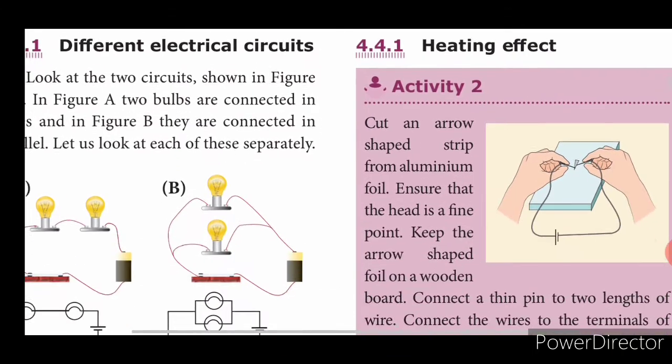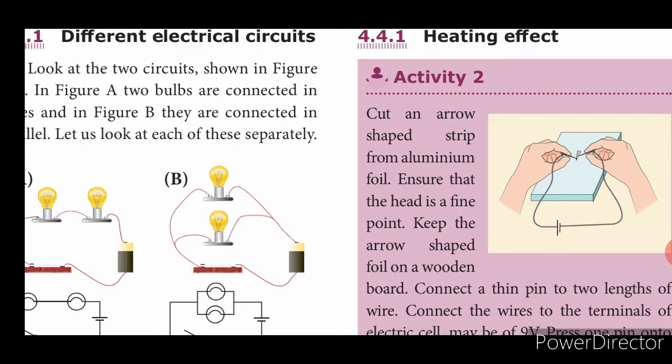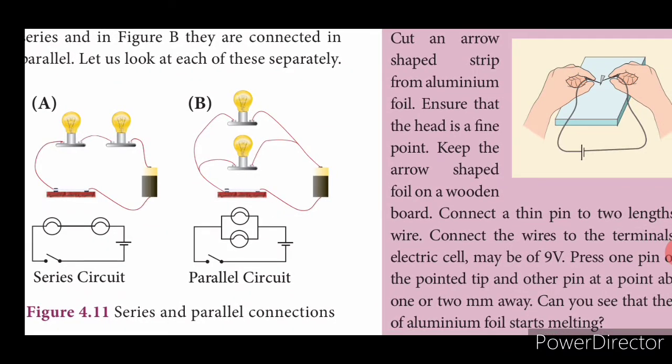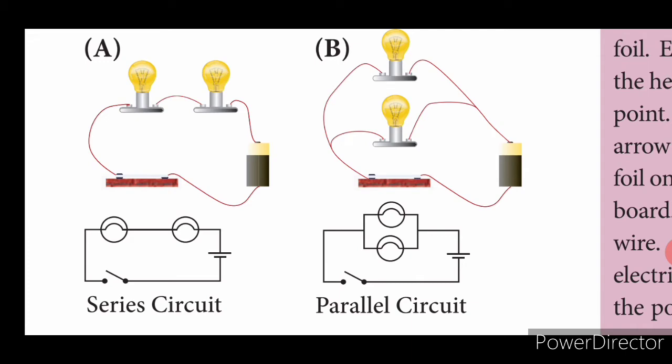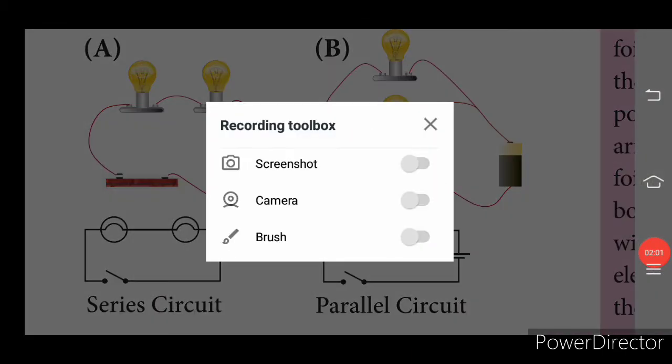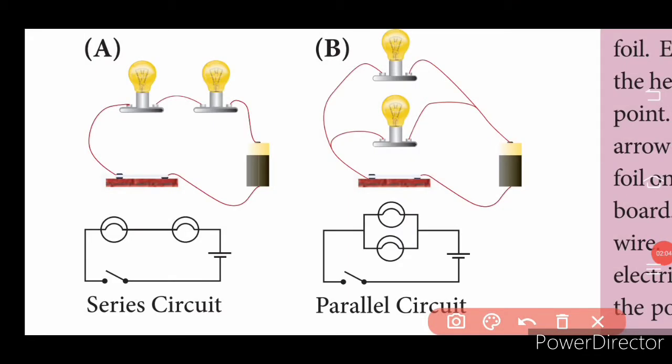So there are two electrical circuits. One is the series circuit and the other one is the parallel circuit. Now you can see the series circuit here. The series circuit has two bulbs, and the two bulbs are connected to a key, and that key is connected to a cell. Okay, and the cell is again connected to the bulb. So this is a series circuit.